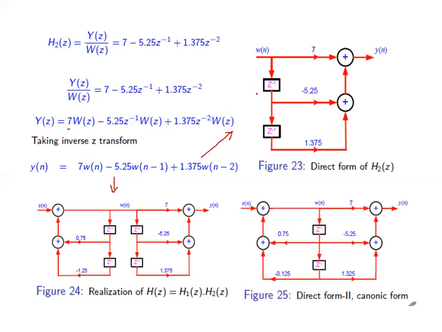So by combining this figure and the previous figure, we write the realization of h of z. I'm just taking the combination of h1 of z and h2 of z. Here, if I pass this omega of n through this delay element, we will get omega of n minus 1. Also, if I pass this omega of n through this, we will get omega of n minus 1. So instead of two delay elements, we have used one delay element. This is a simplified form of direct form 2, or canonic form as we call it. So this is the direct form 2 implementation for the IIR system.